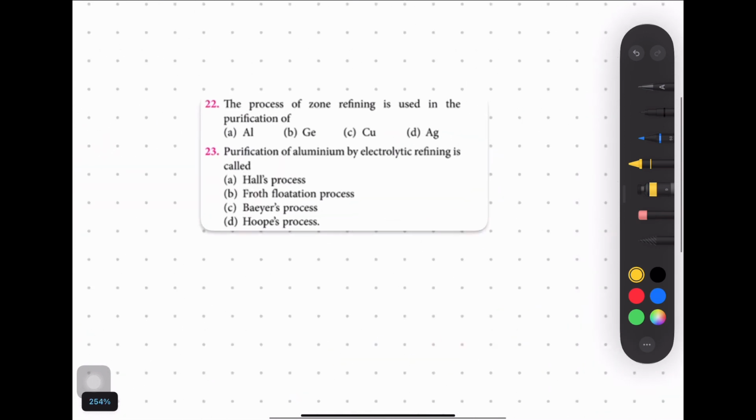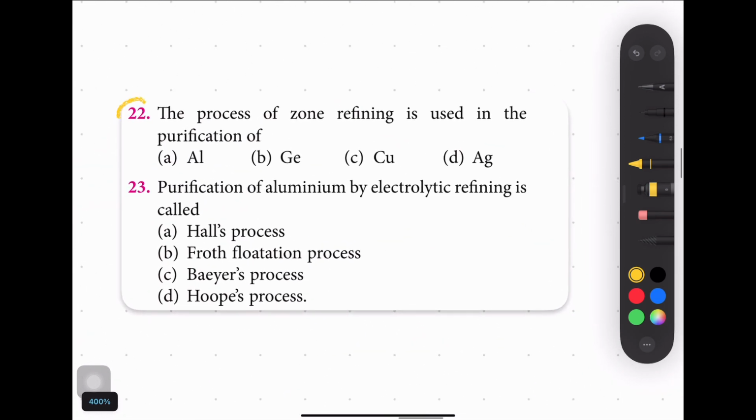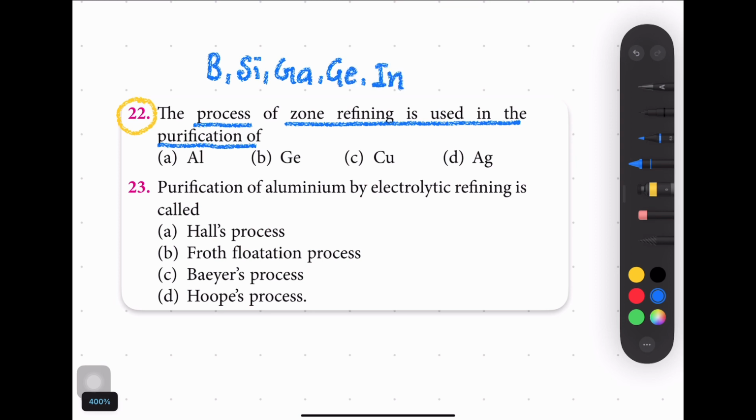Here we have some more questions. Okay, let's see this question. It is asking you the process of zone refining is used in the purification of what? So zone refining is basically a purification method for the metals which are used for semiconductor devices, like boron, silicon, gallium, germanium, indium. For these metals we use zone refining. So here the correct answer should be what? Germanium.